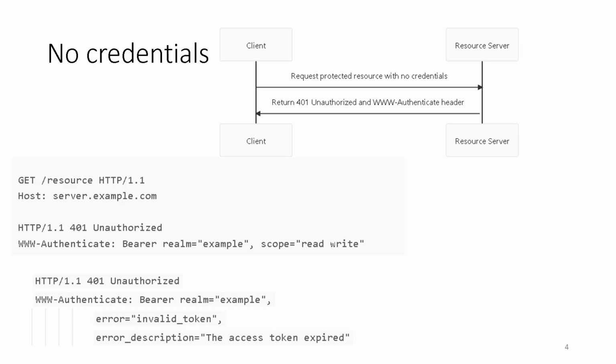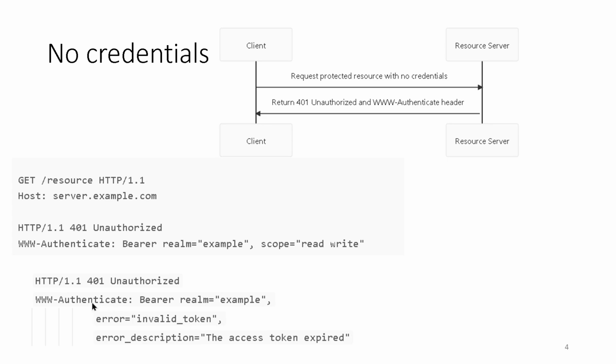The realm lets the client know what authorization server is meant by the request. The scope attribute is a space-delimited list of case-sensitive scope values indicating the required scope of the access token for accessing the requested resource. In this case, the client needs the access token with the read and write scope to access the resource. If the token was provided but it expired or is no longer valid, the resource server can return the error. For example, here it says invalid token.